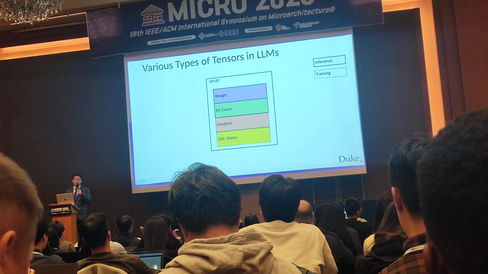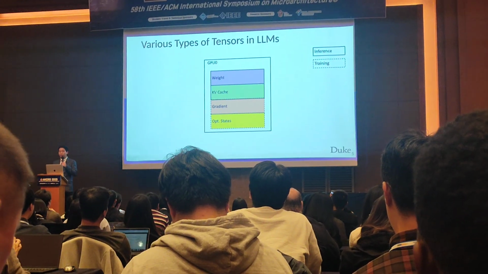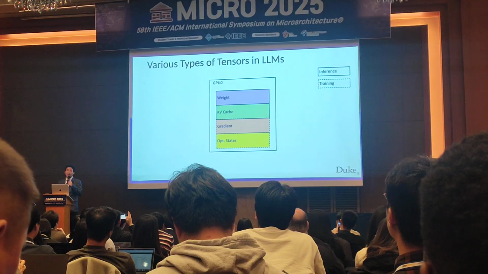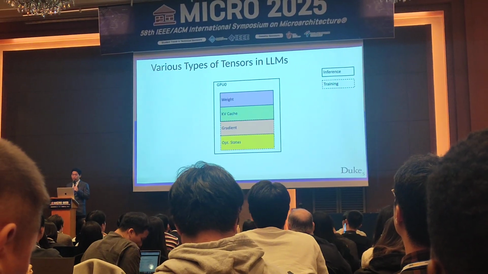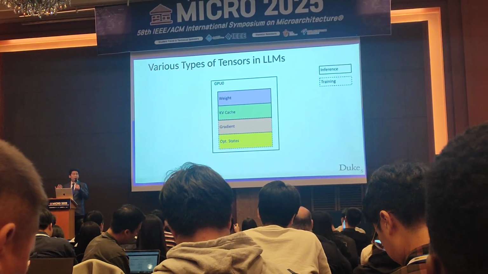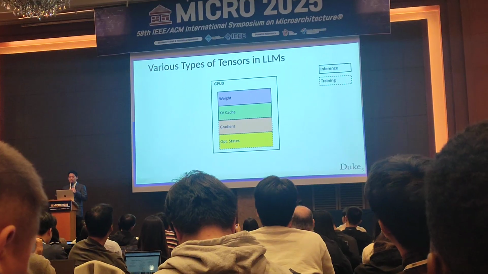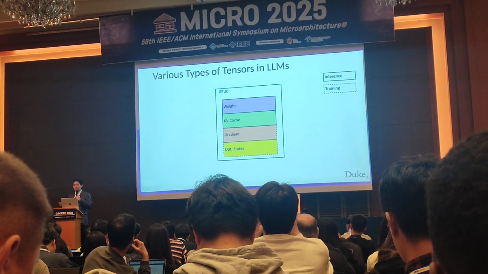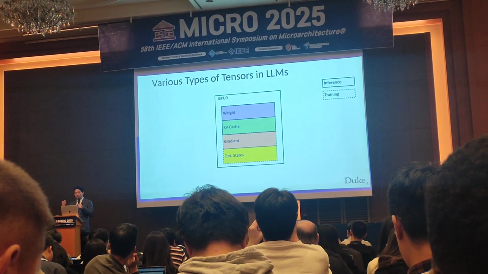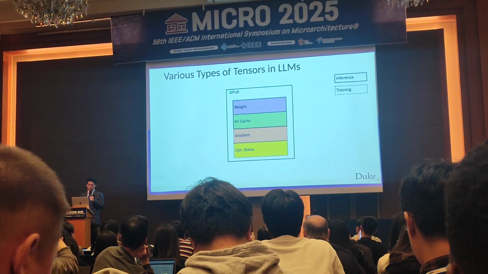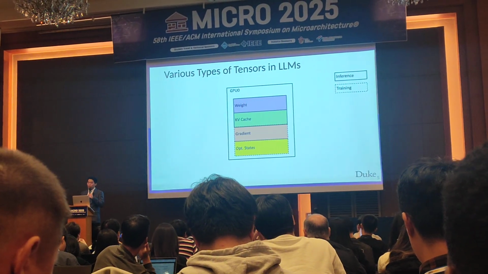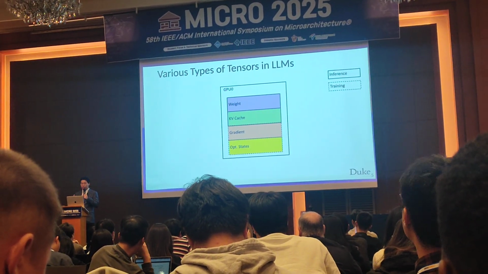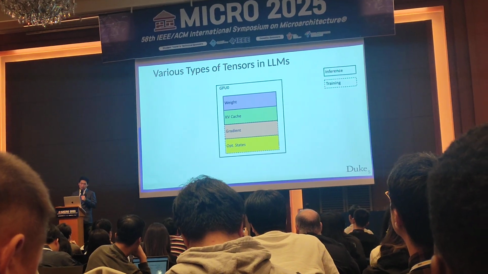But before we show you the usefulness of video codecs, I want to give you a little bit more context about exactly what's involved in large language model training and inference. So here we have one GPU, and the basic idea is that for inference, the weights and the KV cache need to be stored inside the memory of the GPU. And for training, we also have to maintain the gradient as well as have some room for the optimizer states.